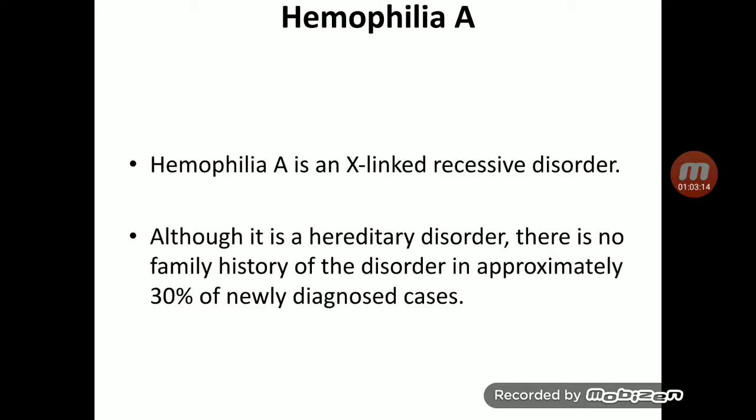Lastly, we have hemophilia. Hemophilia is not related to anemia. Hemophilia is a disorder which affects the clotting of your blood. It affects your coagulation, and it is generally inherited. It is passed on from your parents to your offspring. So there are two types of hemophilia, hemophilia A and hemophilia B. First we are going to talk about hemophilia A.